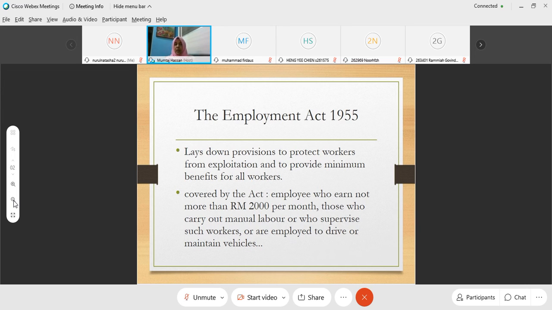So who are covered? They must be employees who earn not more than 2,000 per month. If you're earning more than 2,000, you are not subject to the Employment Act. Remember that. If your salary is 3,000, you are not an employee under the Employment Act. That means the terms and conditions that we will be studying in, I think, the fourth lecture are not relevant. The minimum terms are not relevant, but the subject matter will be the same. We will look at the definition of employee in the next class. It's not easy.